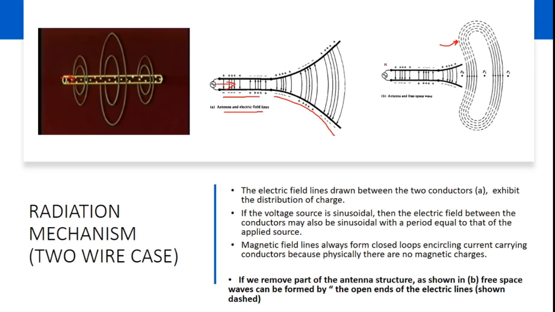What we can do is remove a part of the antenna structure as shown here. If you see the first diagram and the second diagram, we have removed a part of the antenna structure as in the first diagram. When we remove a part of the antenna structure, free space waves will be created. This is because of the disturbance that we create in the antenna structure that the free space waves are created, and this starts your radiation mechanism. So this is how we can produce radiation in a two-wire case.